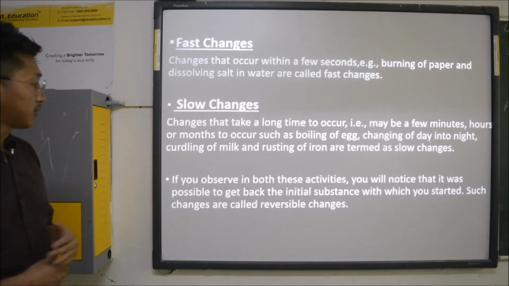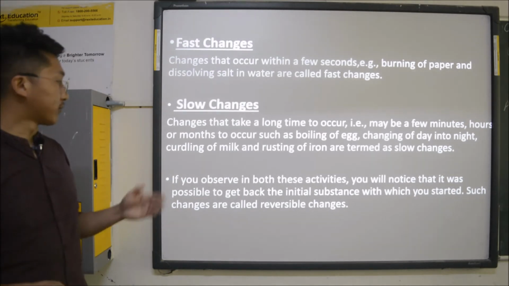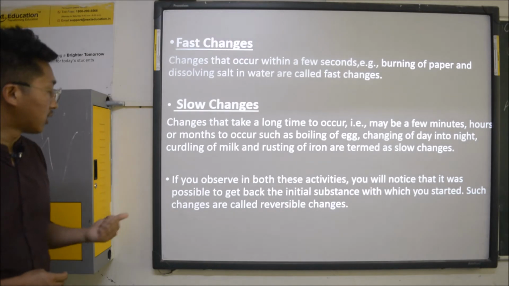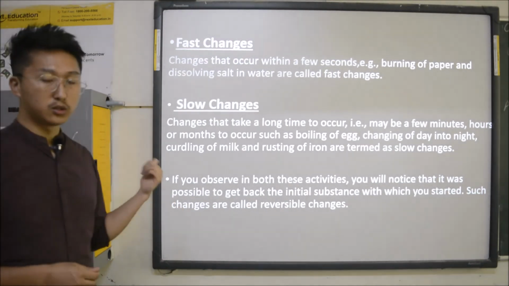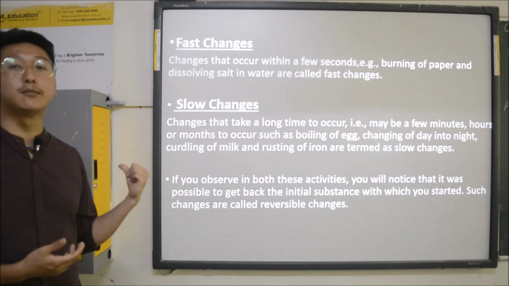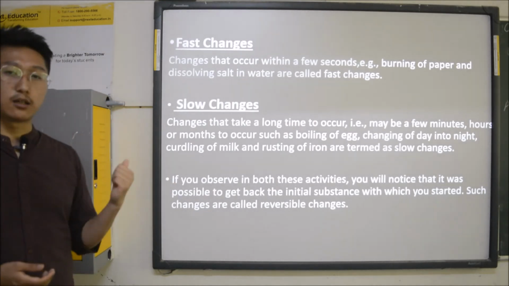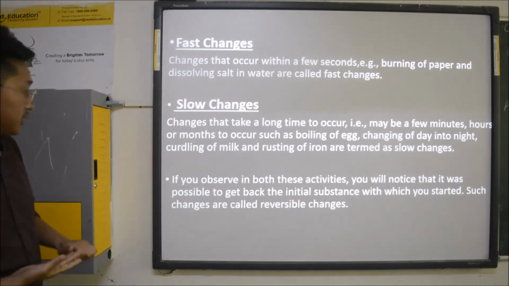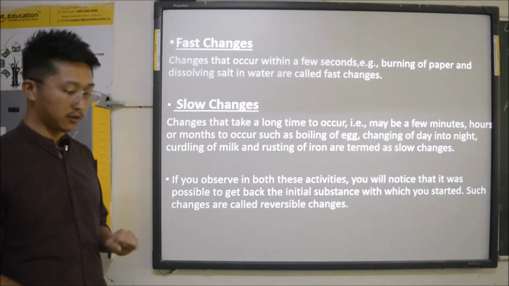If you observe in both these activities we studied, you will notice that it was possible to get back the initial substance with which you started. In the first activity, we could get that ice back, and in the second activity we could get back that sugar. Such changes are called reversible changes.